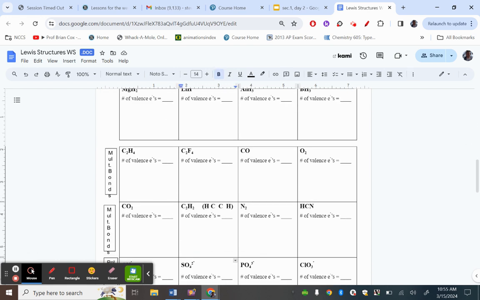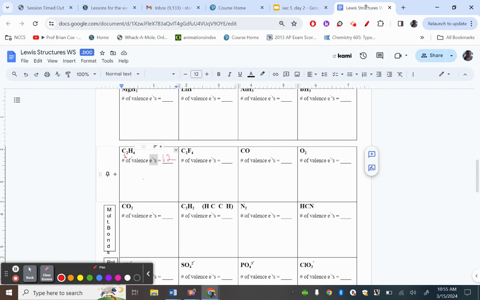Hold off on this section, which is like the exceptions. I want you guys to do this section right here, which is the multiple bonds one. Okay, so right here. So first off, you have to look up what C is, and C is 4, but there's 2. So it's going to be 4 times 2, which is 8, plus 4 is 12. So our magic number is going to be 12.